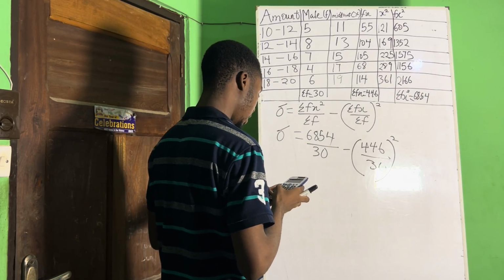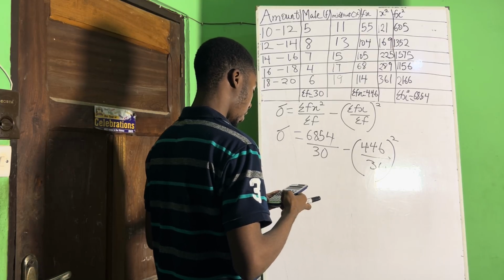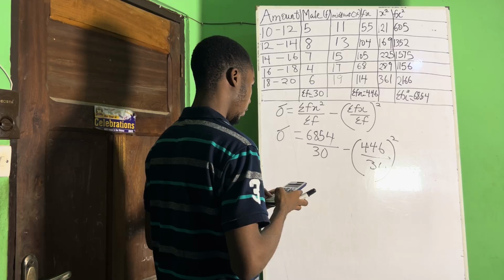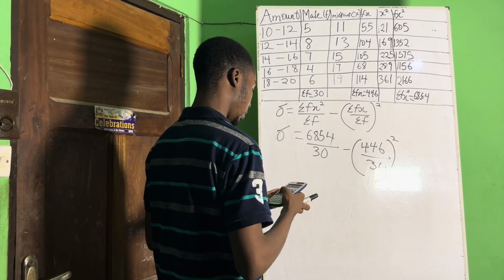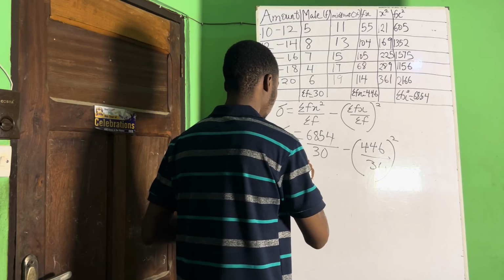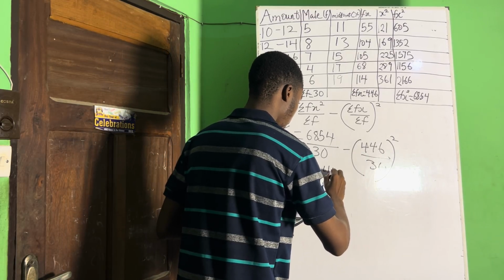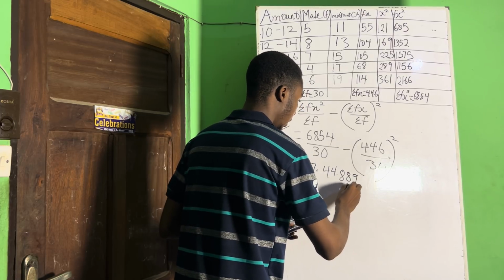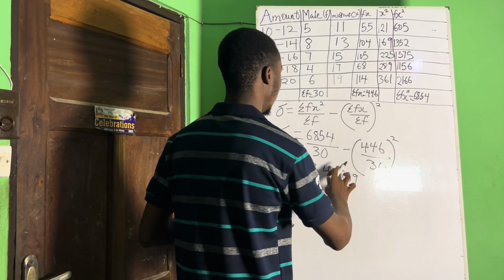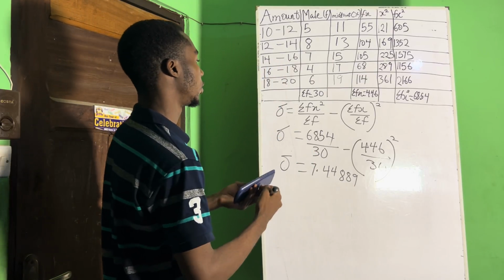So you have 6854 over 30 minus, in bracket, 446 over 30, then square. So when you punch all this on the calculator, you're getting 7.44889, something like this. It's long, but you can just write 7.44889. So you should also get the same thing.